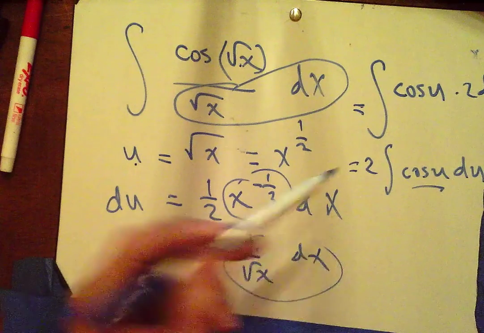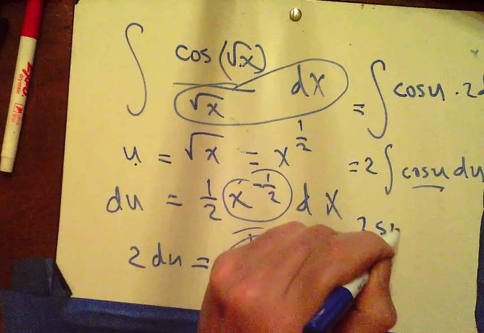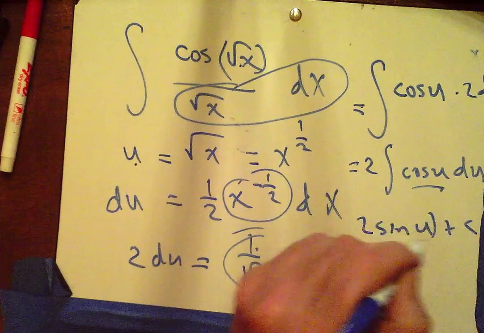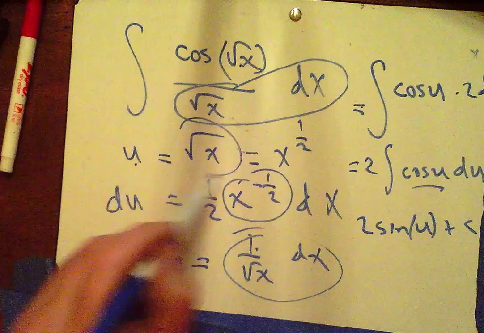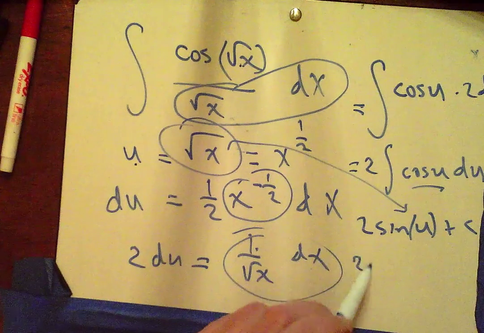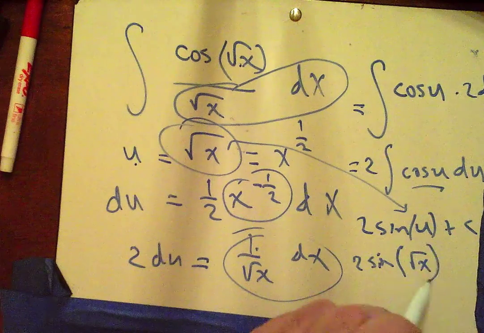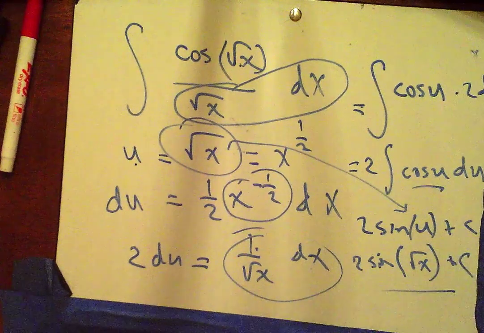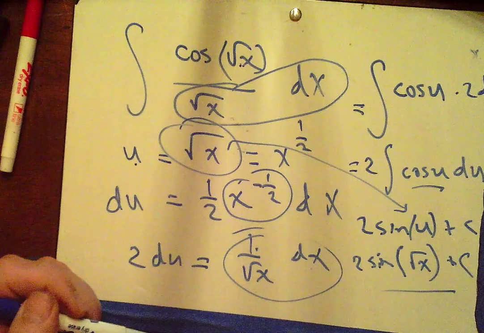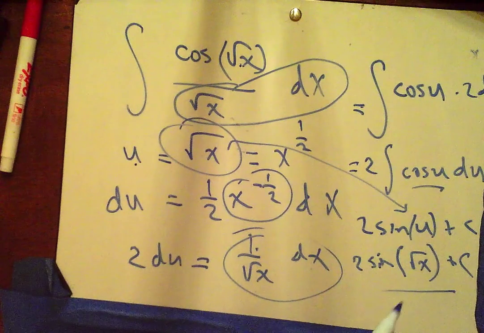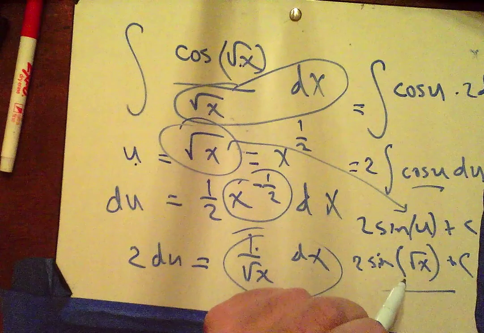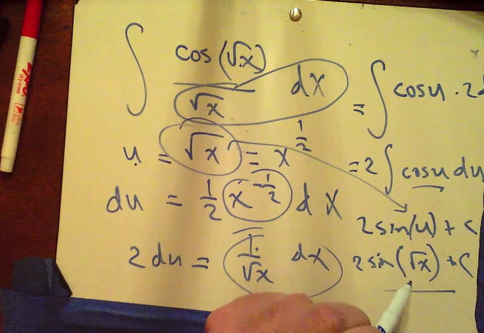Antiderivative of cosine? No problem. 2 sine u plus c. And what was our u? Square root of x. So 2 sine of square root of x plus c. There's our antiderivative. And remember, you could always check, and I kind of recommend that on the test you check.